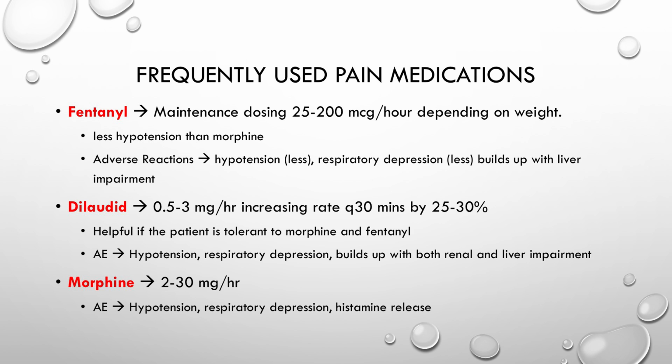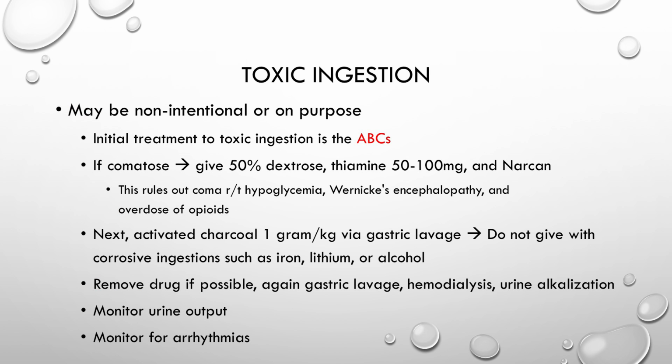The last one you commonly use is morphine. It can be 2 to 30 milligrams per hour. Again, this is really going to depend on how tolerant the patient is. And adverse effects include hypotension, respiratory depression, and histamine release. You don't necessarily have to remember the dosing, just remember the type of medication, sedative or analgesic, and the adverse effects on the patient. So moving into toxic ingestion, this may be non-intentional or on purpose.